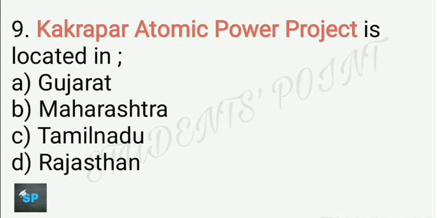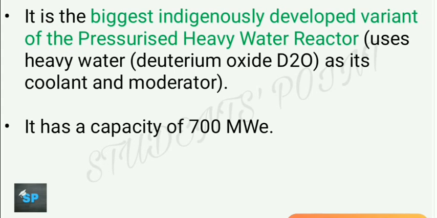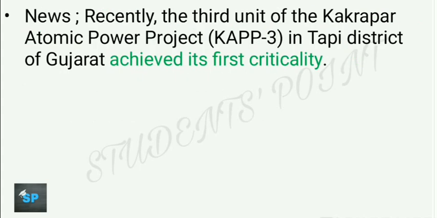Kakrapar Atomic Power Project is located in Gujarat. So here A is the right answer. And it is the biggest indigenously developed variant of pressurized heavy water reactors. It uses deuterium oxide, that is D2O, which is also called heavy water, as coolant and moderator. And it has a capacity to produce 700 megawatt electricity.